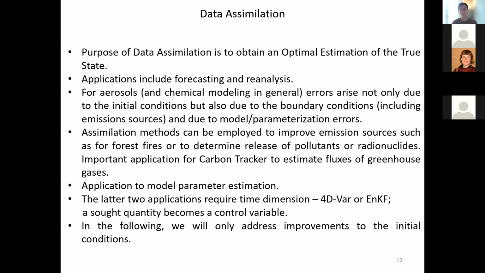So for aerosols and chemical modeling, I think in general, errors arise not only due to the initial conditions, which is the case mostly for the meteorological model, very dependent on the initial conditions, but also due to the boundary conditions, primarily because of large uncertainty of emission sources in chemical models, and also quite significant uncertainties in parameterizations, chemical parameterizations, and there are model errors because of, for example, numerics. But especially this dependence on emission sources is significant for chemical models.